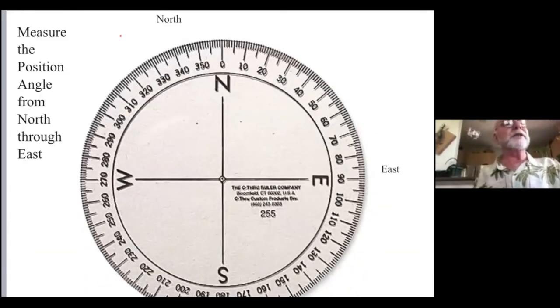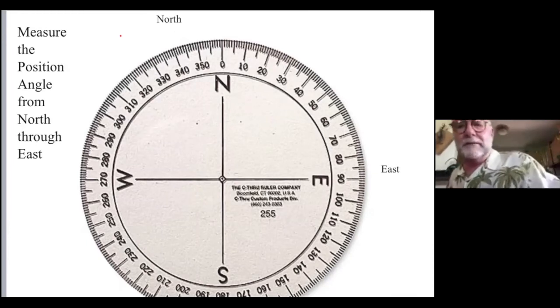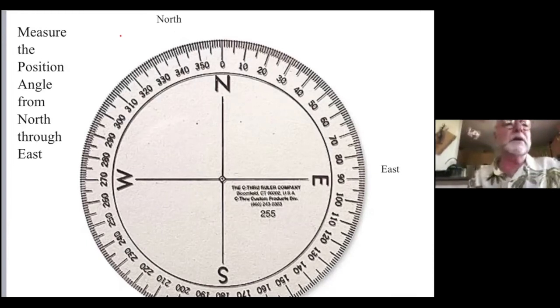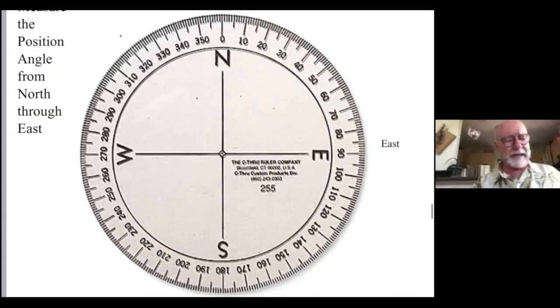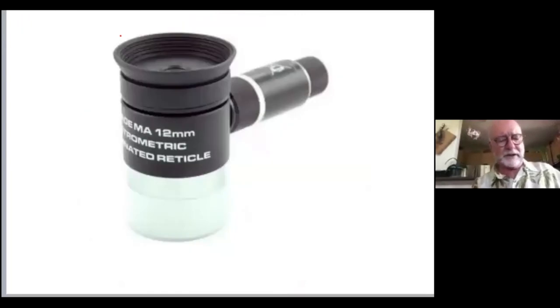So you measure the position angle from north through east, and this is the way it's always done in double stars. If you've done the double star program, you will have done this as well. North being zero, east being 90. And depending if you use a refractor or a reflector, east is going to be flipped. Okay, so you can simply slew to the east and stars coming into the field of view from that direction will be east.